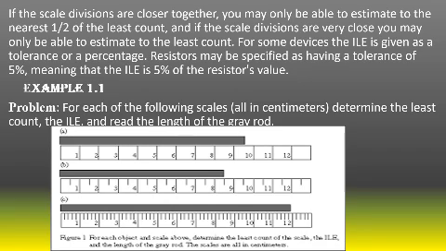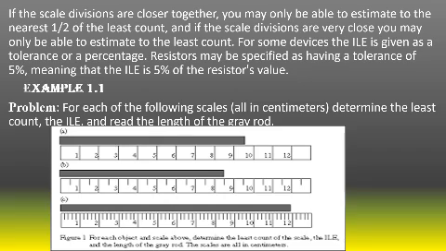So let's consider A. For A, let's find the least count. We say least count is the smallest division on an instrument. So here, this is our instrument, and the smallest division there is 1. So we say our least count is 1, and our instrument limit of error here.